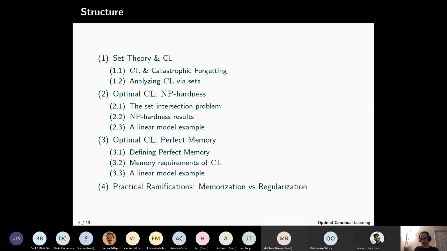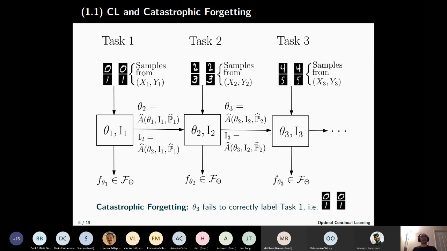And I'll talk very briefly about the practical ramifications, though I think most of you will be more suited to talk about that. And maybe that's a very good segue towards the discussion, because I myself am not working on practical algorithms for continual learning. So it would be interesting to hear your thoughts and your input at the end of this as well.